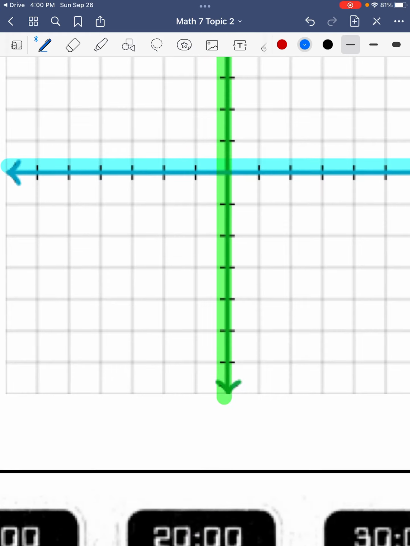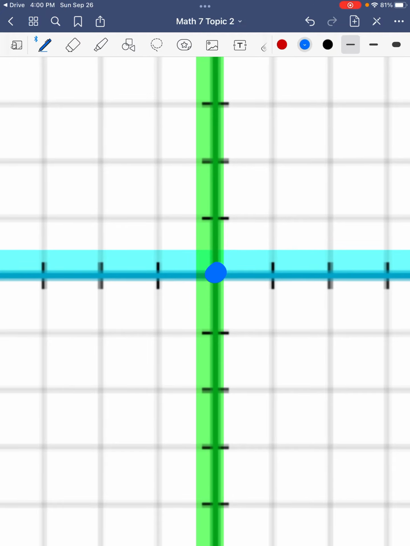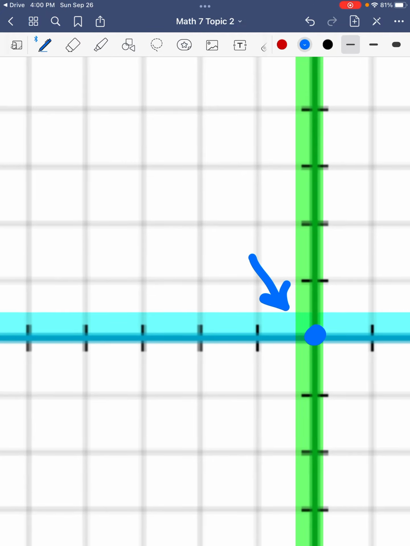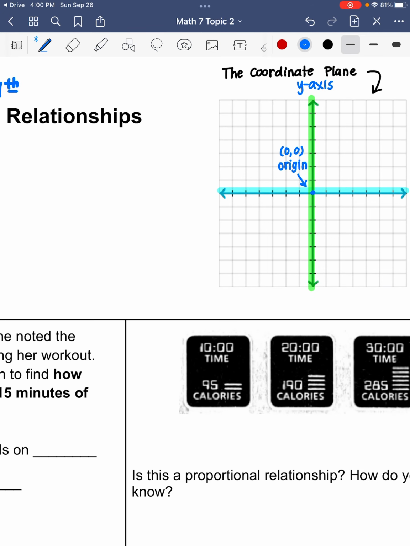Now where they meet in the center right here, that right there is called the origin. The points for the origin are 0, 0. So the very center of the coordinate plane is called the origin, and the coordinates for it are 0, 0.